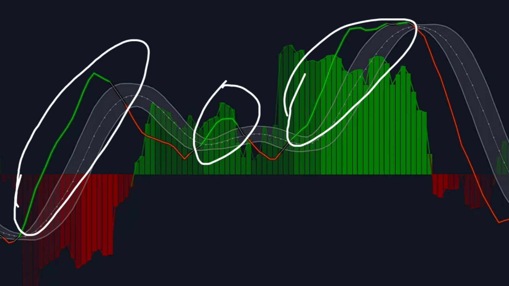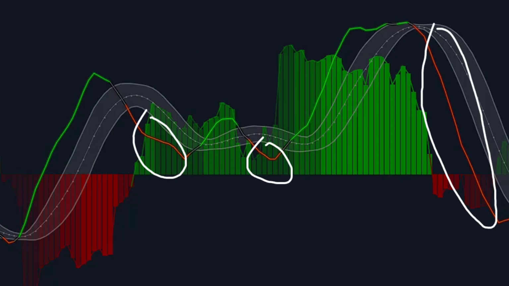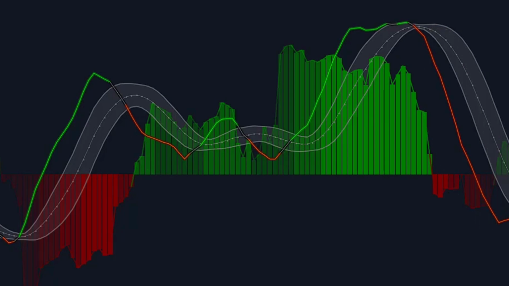When the ADX line is above the Bollinger Bands, it's a buy signal, and when it's below, it's a sell signal. The histogram helps us confirm these signals by showing the current market trend: red for a downtrend and green for an uptrend. But wait, there's more.